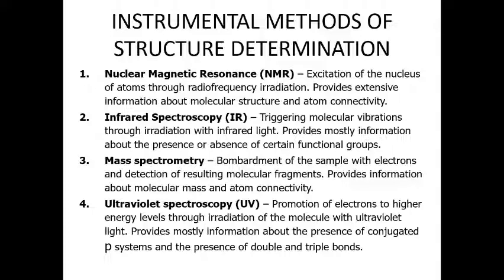And the connectivities. Ultraviolet spectroscopy uses the promotion of electrons to higher energy levels through irradiation of the molecules with ultraviolet light in order to provide mostly information about the presence of conjugated pi systems and the presence of double and triple bonds.